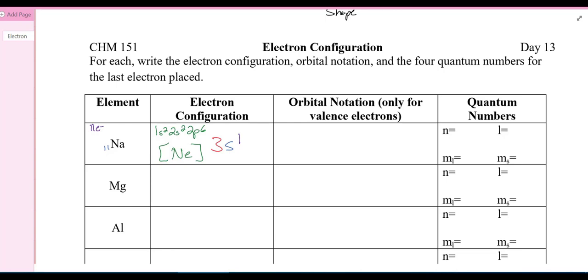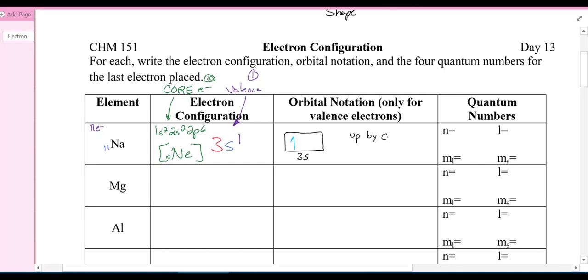Alright, so we have our core electrons in green, the noble gas core, and our valence electrons outside. In fact, we have 1 valence and 10 core. So that works out. Neon has 10 electrons, so we have a total of 11 electrons. It works out great. So I believe we're going to use boxes here. For our orbital notation, we have 1 electron in 3s, 3s1. The first one, by convention, is an up arrow.